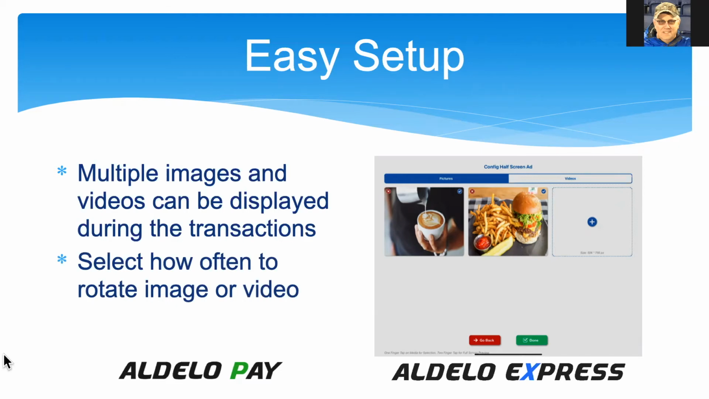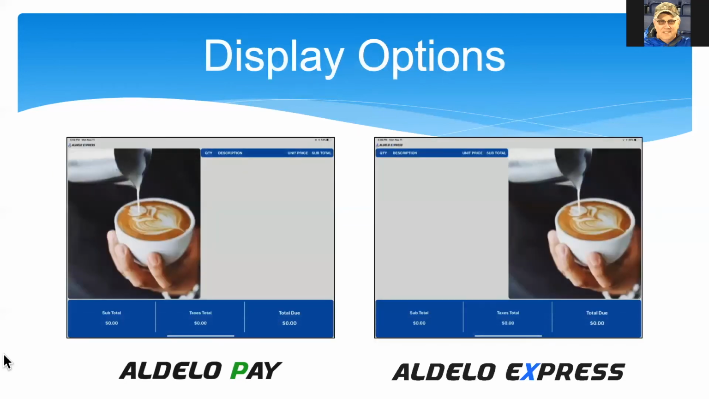Obviously, you select how often and then what order they will come up in. These images are also stored on the iPad and are programmed from that database. On your display options, you have the choice of the image being on the left or right during the transaction. And the items then would be listed in that gray area. On the bottom, you have the subtotal, taxes, and total due.